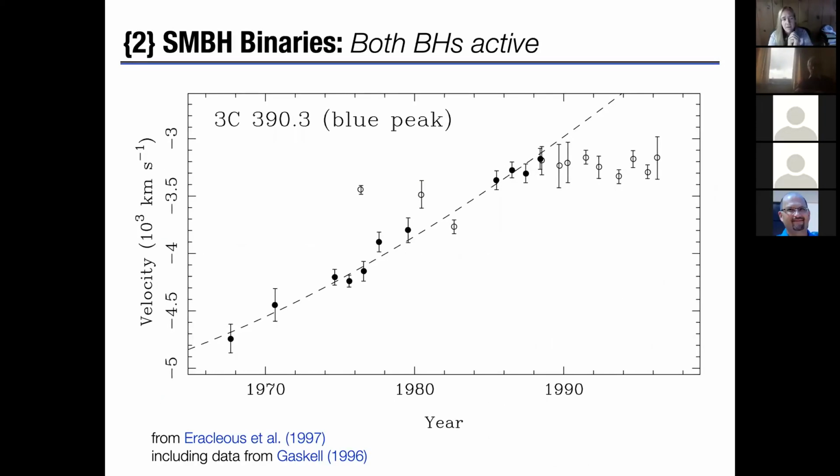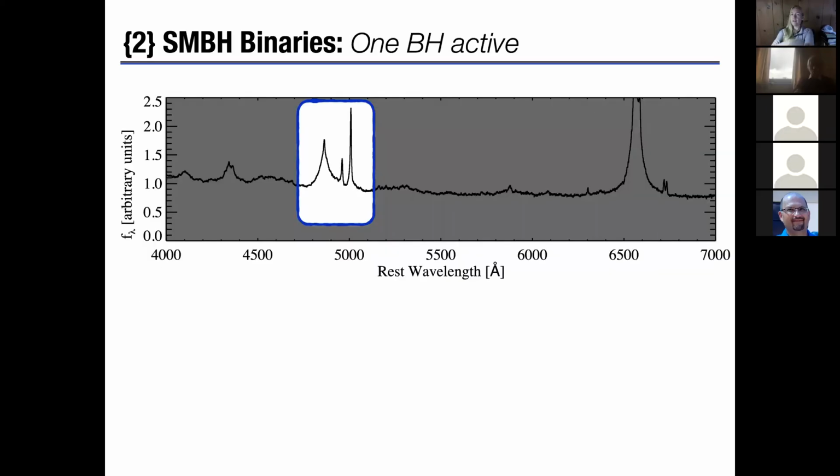This is the radial velocity curve over about 20 years for one of the peaks in one of those line profiles. And you can see that it does drift in velocity space right up until it doesn't anymore. And so I'm very interested in quasar broadline regions and their variability to understand the kinds of things that can produce these signals without a binary. So keep this in mind.